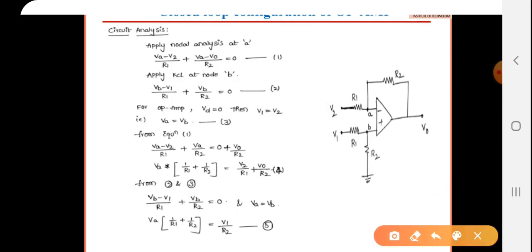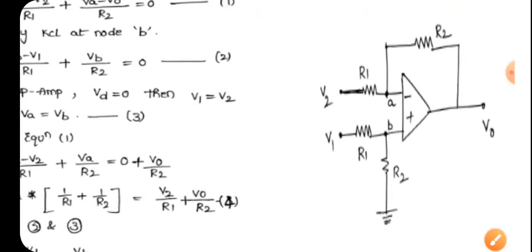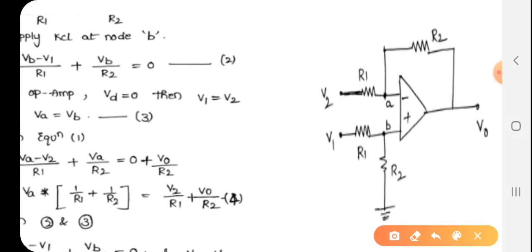Now here let us apply KCL for this network. Here you can find two nodes, two points. One is point A and the other one is point B. Let us say VA is the voltage at node A and VB is the voltage at node B.